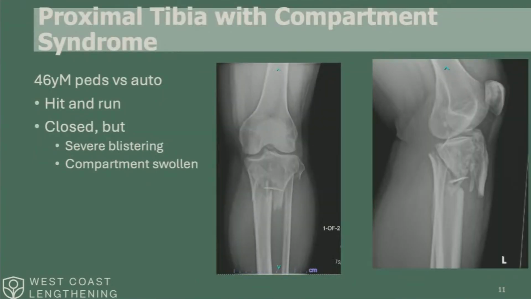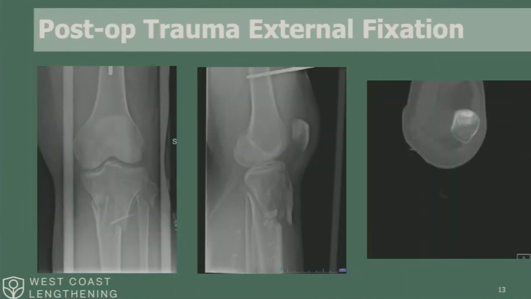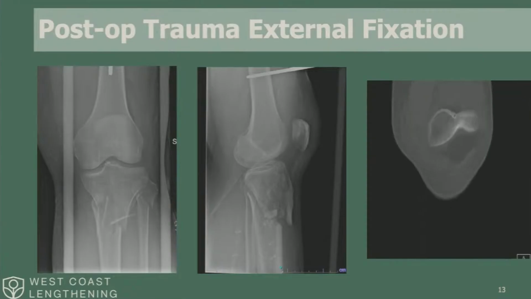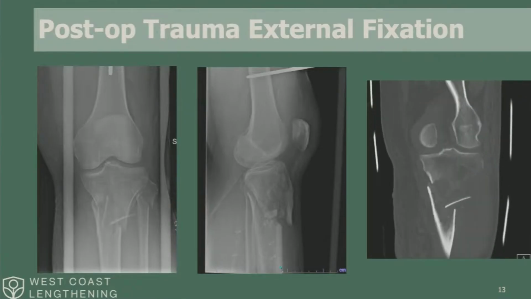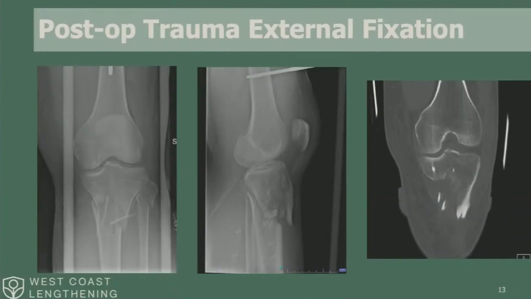Here's another case, acute trauma, pedestrian versus auto. He developed compartment syndrome, was seen by one of my trauma partners who's very good, but had severe blistering. You can see his fasciotomy. He's going to be swollen, and with his injury, which is simple intra-articular, but still intra-articular, I think this was a good case to do a frame while things calm down.